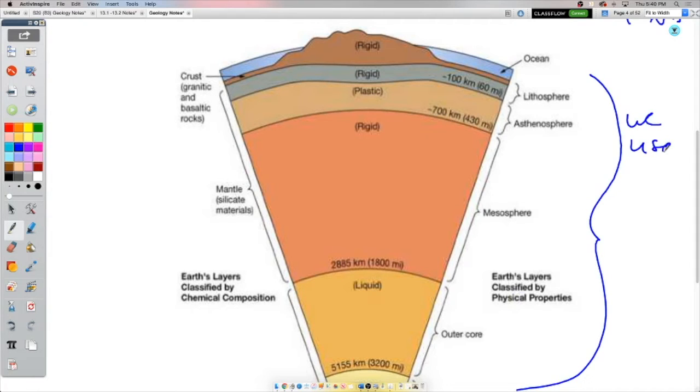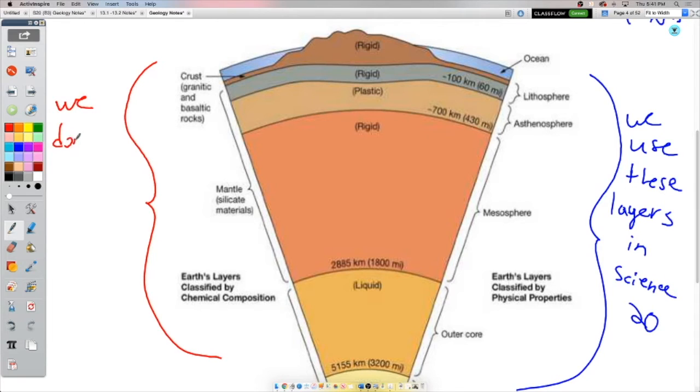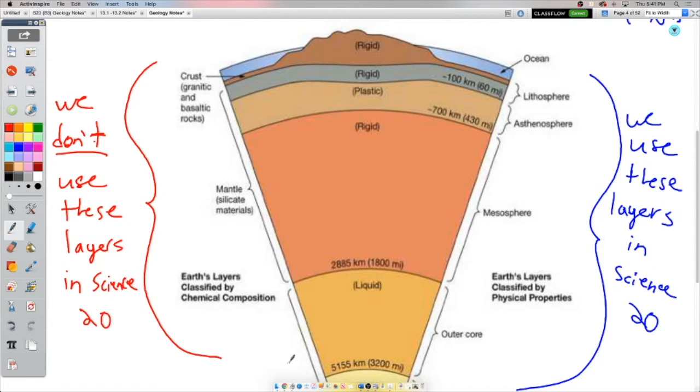We use these layers in Science 20. We don't use these layers in Science 20, right? So notice over here, they've got it split up into three. They've got the crust, the mantle, and the core. Notice how they're splitting it up too.